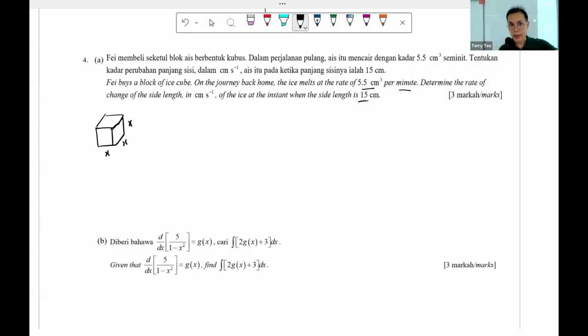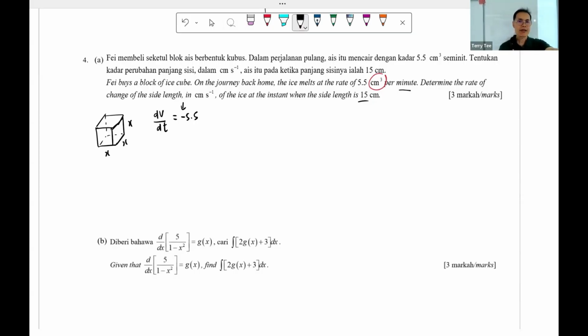So let's identify what you're given. What does this 5.5 represent? Ice melts at this rate. Sometimes if you don't know what it is, look at the unit. What is this? cm cubed. Cm cubed means what? Volume. So the rate of reduction of your volume is 5.5. Remember, you've got to put a negative. Why? The volume is reducing. If you don't put a negative, it's wrong. Your rate is negative when it's reducing, positive when it's increasing.